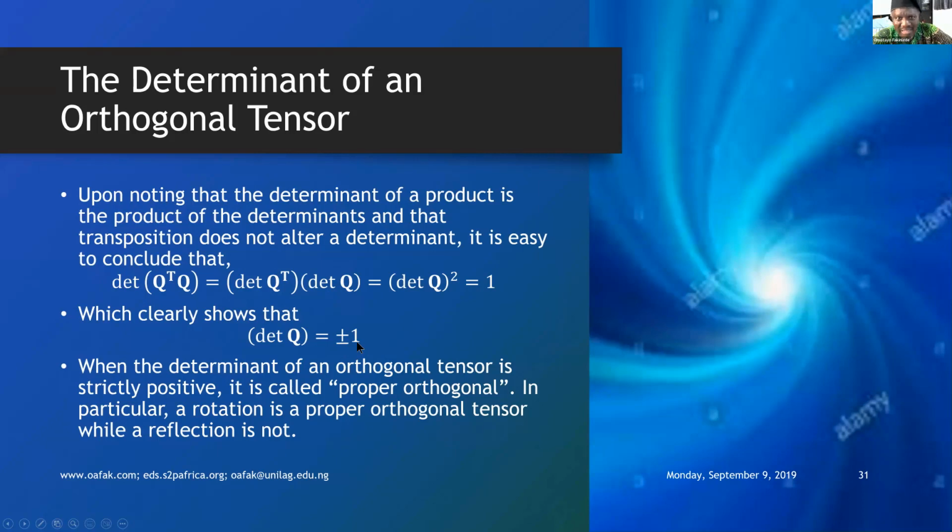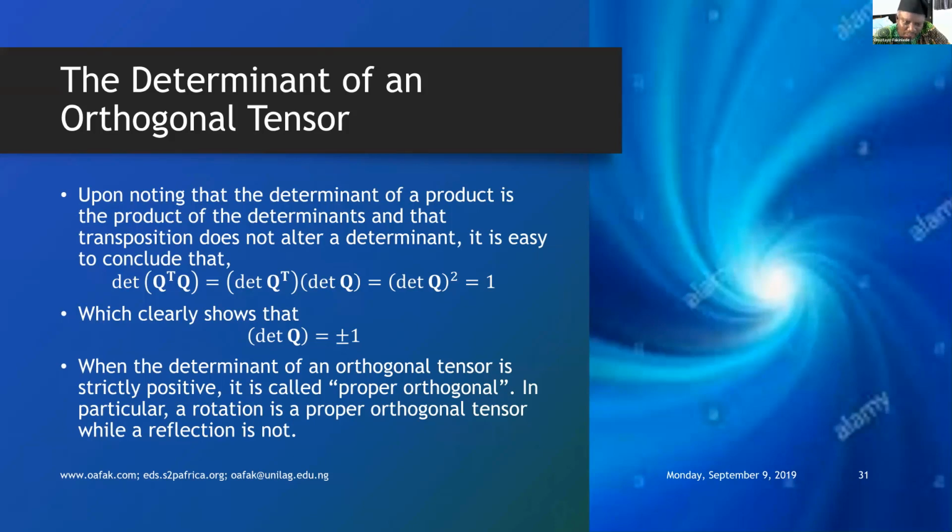That observation leads to another definition. When the determinant of an orthogonal tensor is strictly positive, when it is plus 1, we call that orthogonal tensor a proper orthogonal tensor. So an orthogonal tensor is a tensor that preserves magnitude. A proper orthogonal tensor not only preserves magnitude, it also has a determinant of plus 1. When those two conditions are fulfilled, we say the tensor is not just orthogonal, but it is proper orthogonal. In particular, a rotation is a proper orthogonal, but a reflection is an improper orthogonal. It's not a proper orthogonal.